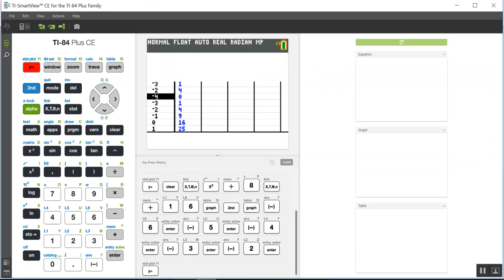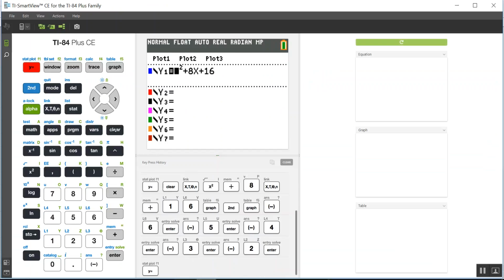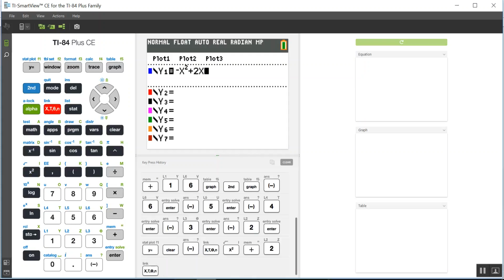So hitting y equals, and I will clear that out. Now, since my equation started with a negative x squared, I need to use this negative button underneath the 3. Negative x squared plus 2x minus 3. And I'll hit graph.